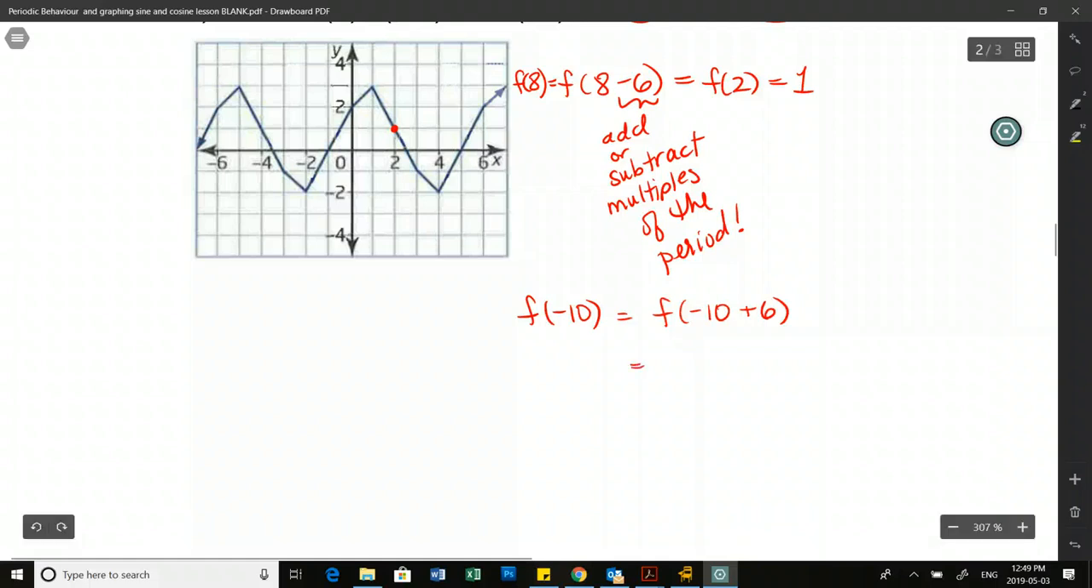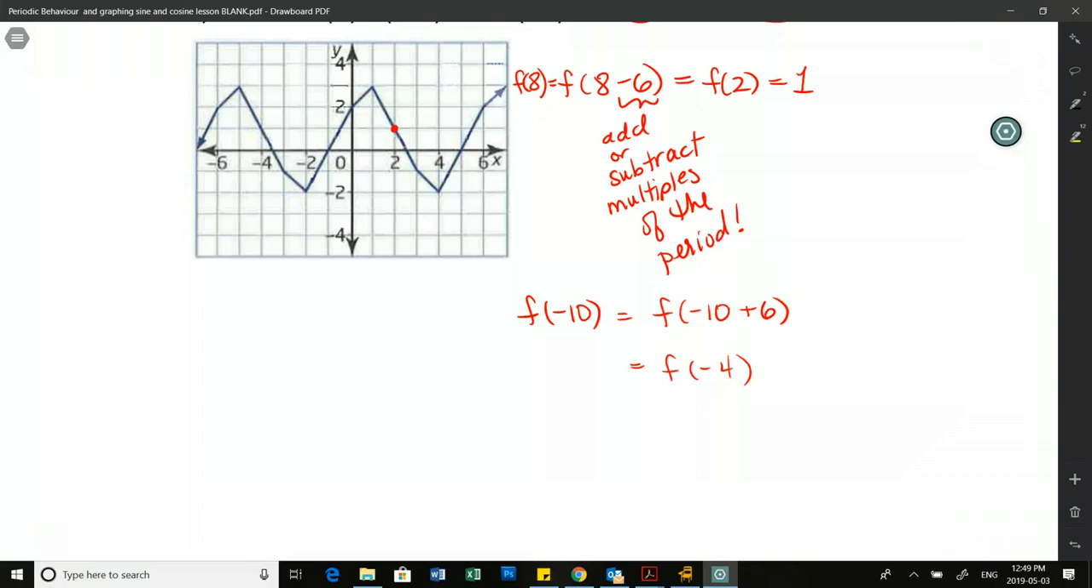But that tells us that f at negative 10 is actually going to be the same y value for f at negative 4. So what's f at negative 4 from what we can see on our graph? Points right here. 1 again.